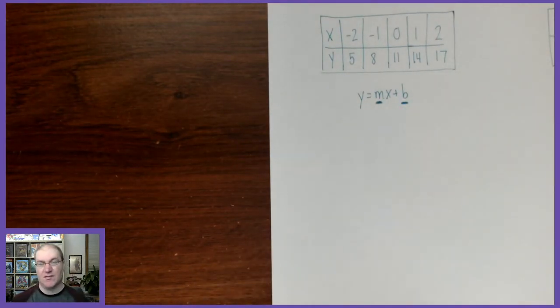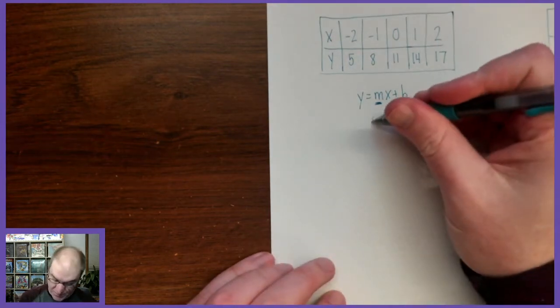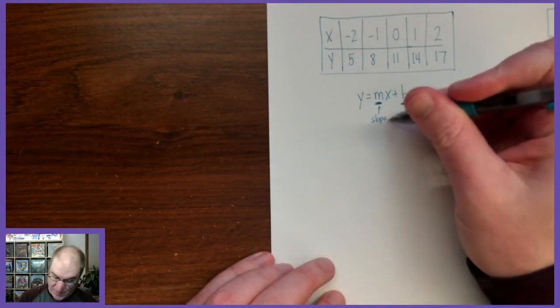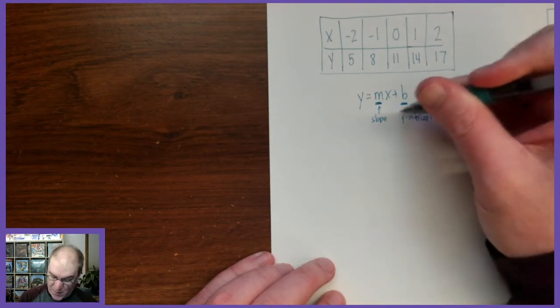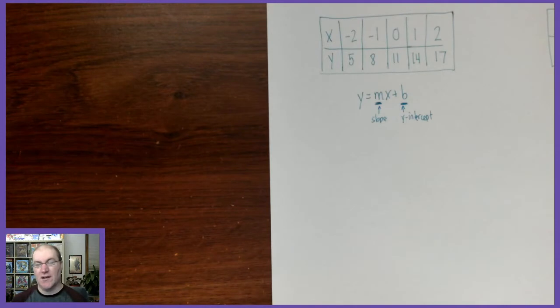M represents the slope of this table, and b represents the y-intercept of this table. So let's start first with the y-intercept.